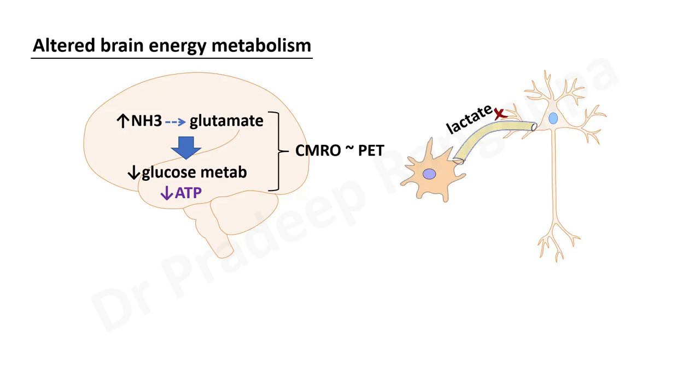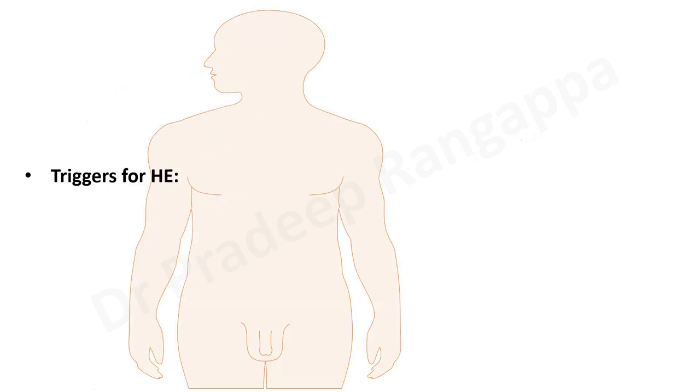And another important aspect they have shown is there are these large channels that are present between astrocytes and the neurons, where there is the lactate transport that happens, and there is disruption of these channels so that there is no lactate movement from the astrocytes to the neurons, which is also one of the causes as to why the lactate levels in the brain go up and there is no clearance of lactate within the brain.